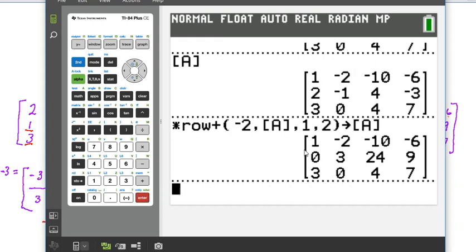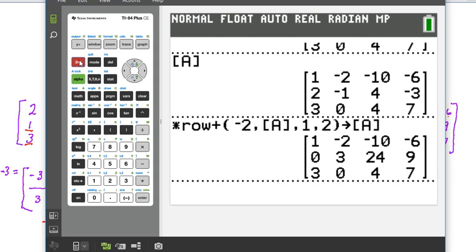So now I have accomplished what I wanted. Here were my previous values. I wanted to make this a 0, so I multiplied row 1 by -2 and added it. And in doing so, I ended up with this matrix. Notice row 1 hasn't changed permanently. Row 2 is what has been converted. So now I need to convert this to a 0.